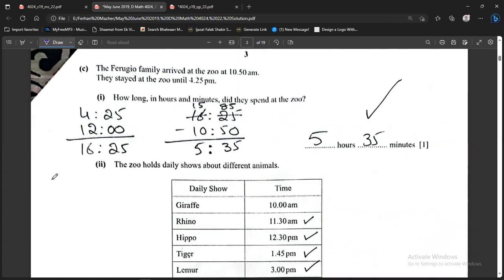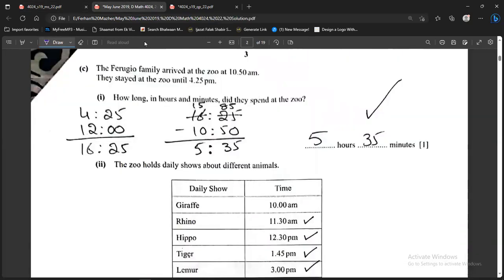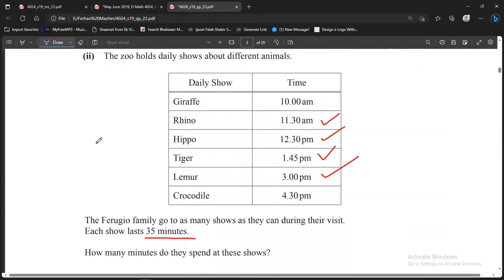From 1625, subtract 1050. Because from 25 minutes, I cannot subtract 50 minutes, I will borrow 1 hour from 16. So it will become 15 hours. When 1 hour comes into 25 minutes, 60 minutes will be added to it. So we will have 85 minutes. So 85 minus 50, that will be 35 minutes. And 15 minus 10, that will be 5 hours. So they have spent 5 hours and 35 minutes. The answer is right.